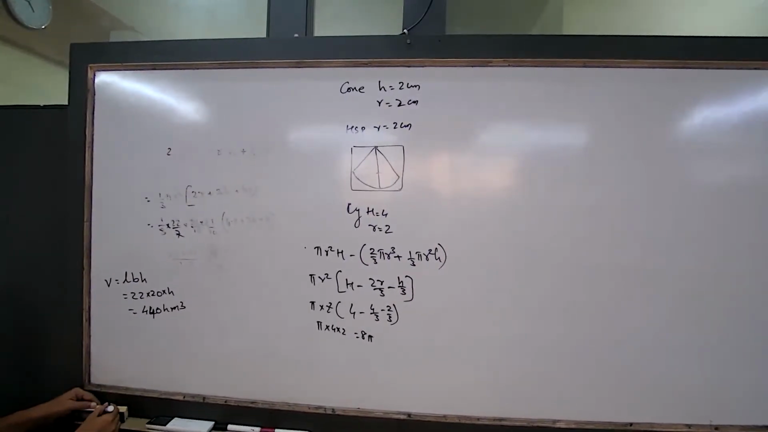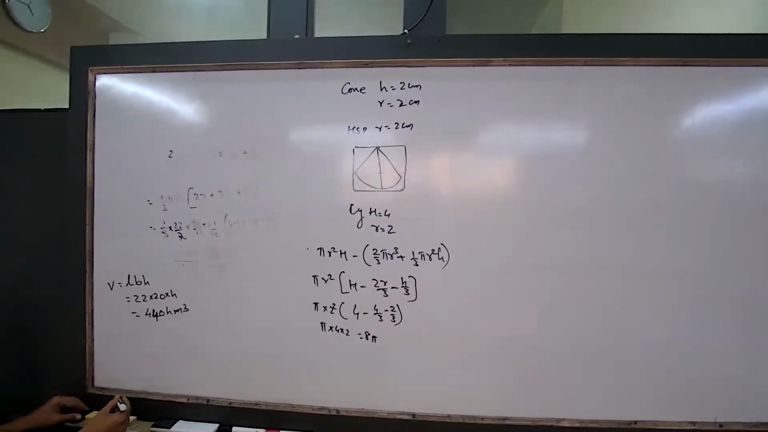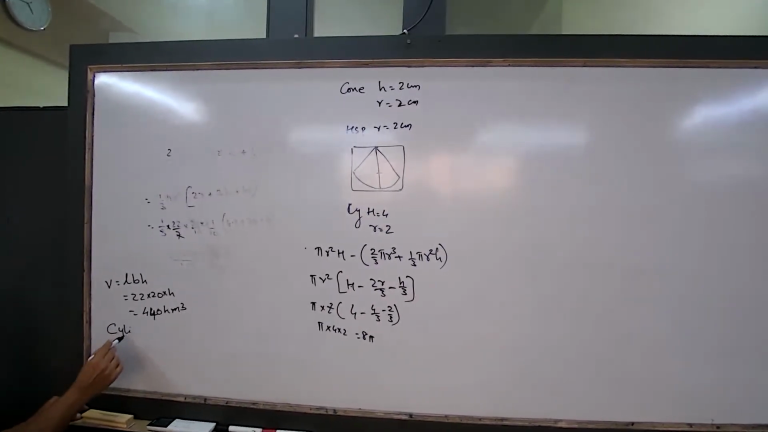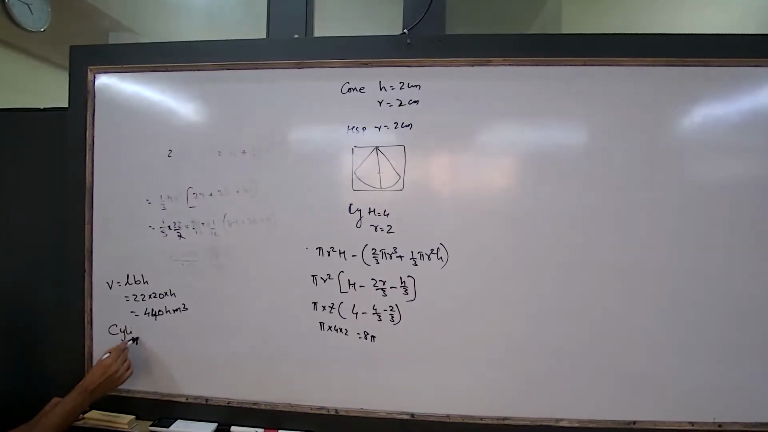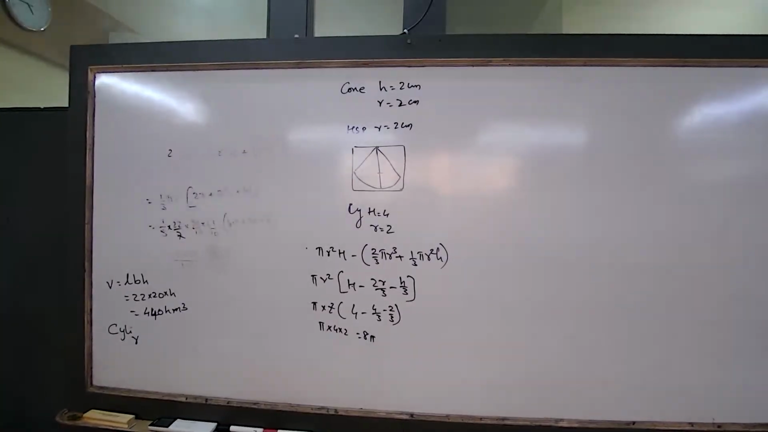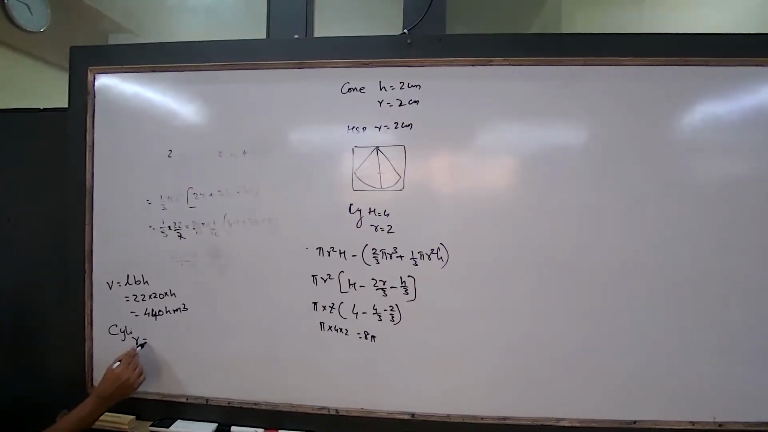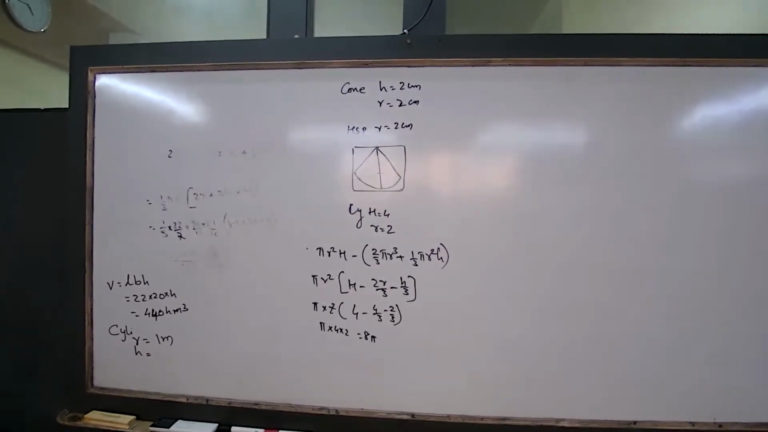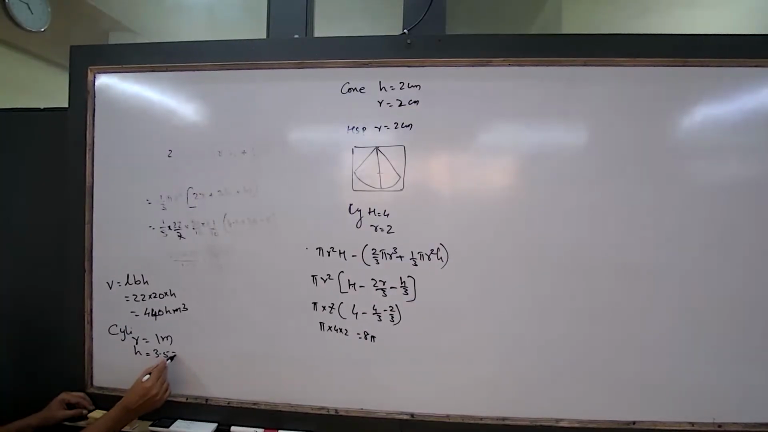Speak now. Yes. Okay. Next is for the cylinder. So for the cylinder, how much is the radius, and the height is given. You want to check. The diameter of the base is equal to 2 meter. R is equal to how much? 1 meter. And H is equal to how much? 3.5 meter. 3.5 is the same as 7 by 2.